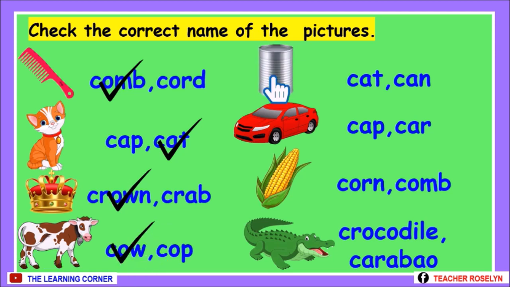This is can. Which is the correct answer? This is a car. Where is the correct answer? This is corn. Which is the correct answer? This is a crocodile. Where is the correct answer?